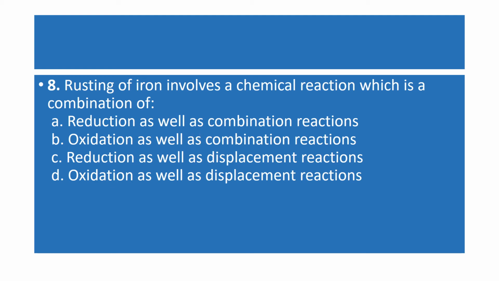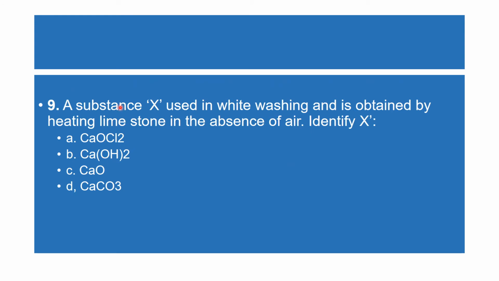Next is, a substance X used in whitewashing is obtained by heating limestone in the absence of air. Identify X.